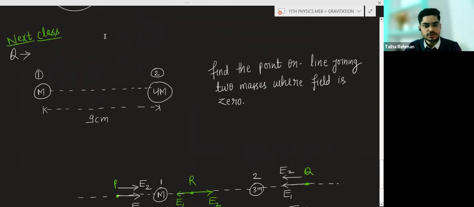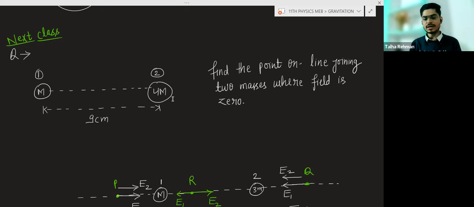We were discussing this question. There are two masses m and 4m, 9 centimeter apart. We have to find the point on the line joining the two masses where the field is zero. What is the meaning of the field here? Because these are masses, the field due to masses is the gravitational field.